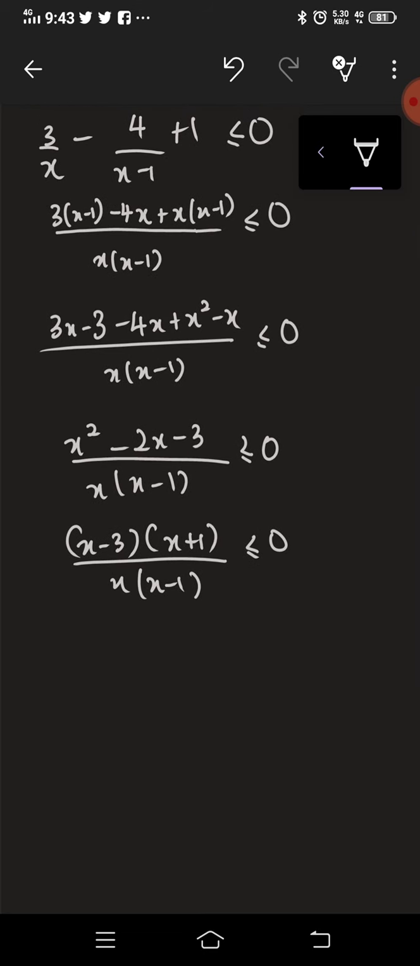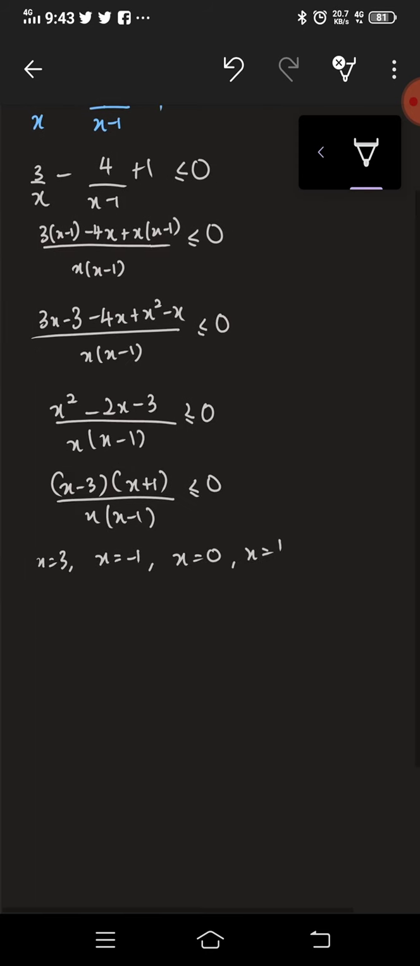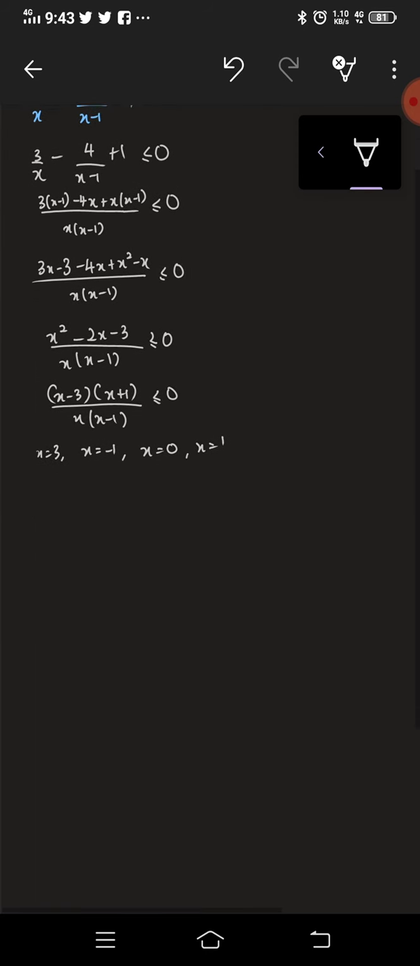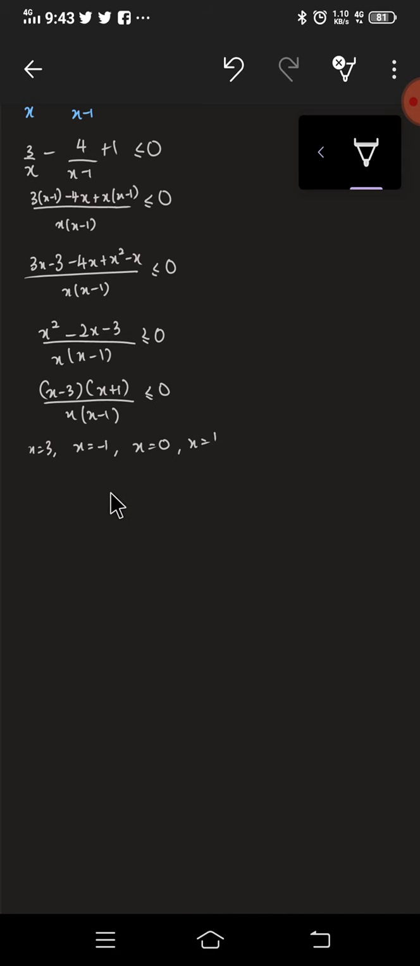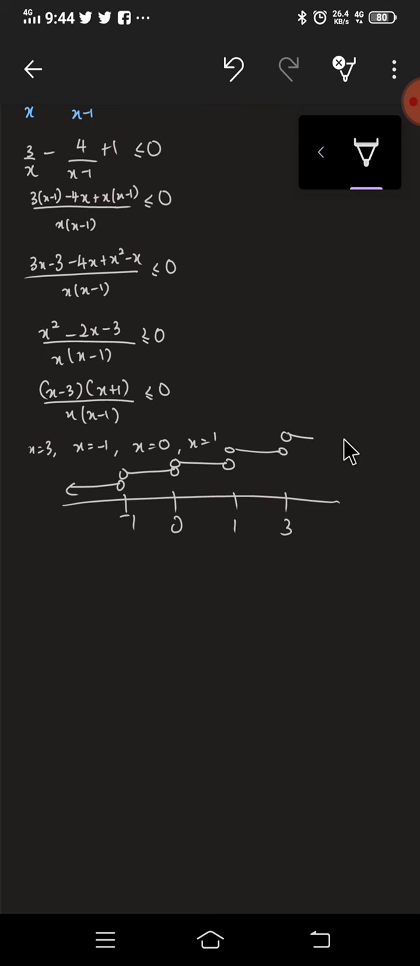So how many critical points do we have here? For the numerator, we have x equal to 3 and x equal to negative 1. For the denominator, we have x equal to 0 and x equal to 1. For rational inequalities, it is advised to use the table of signs. First, sketch the real number line and arrange the numbers in order: the smallest is negative 1, then 0, then 1, then 3. So we have 5 intervals: less than negative 1, between negative 1 and 0, from 0 to 1, 1 to 3, and more than 3.